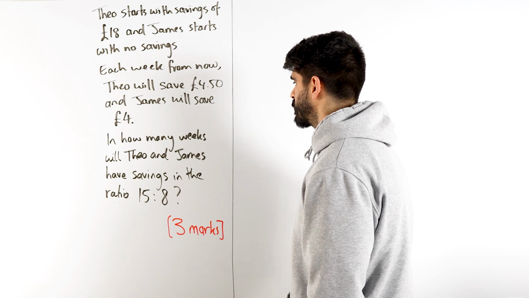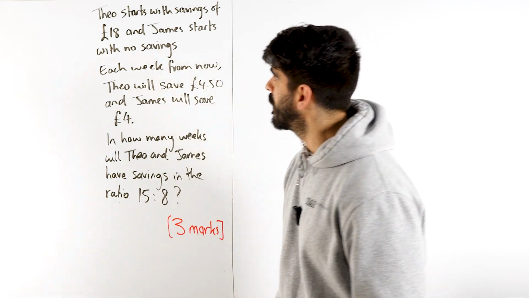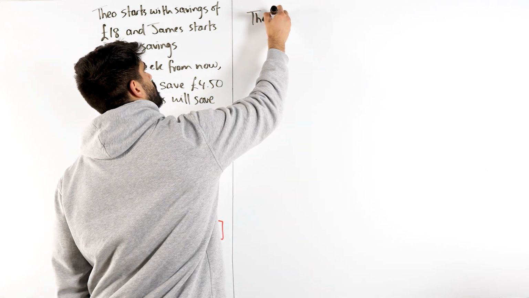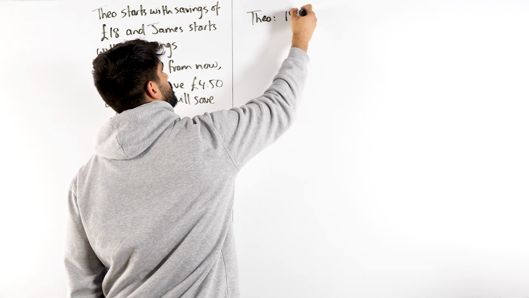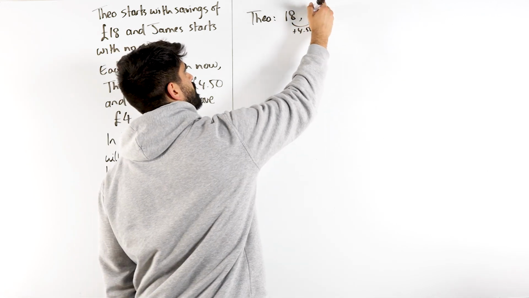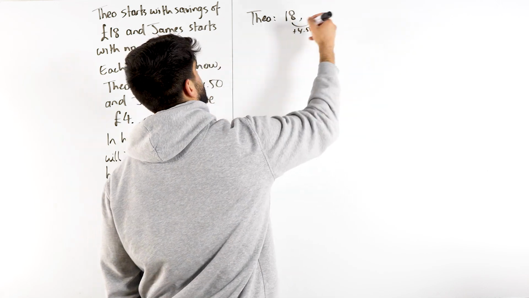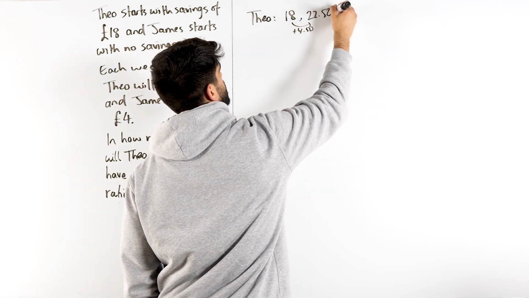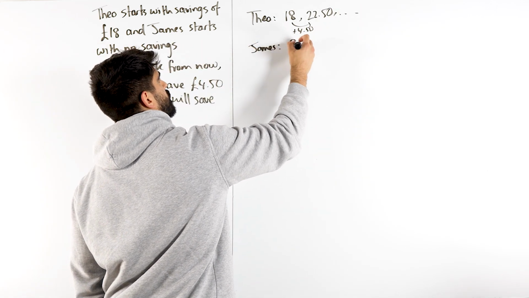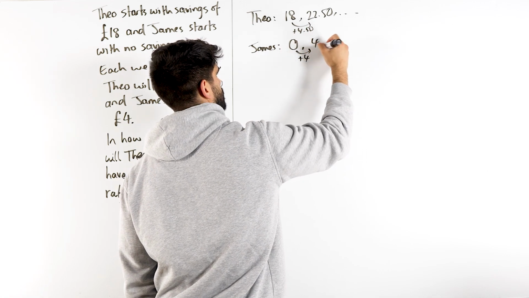In how many weeks will Theo and Jarmez have savings in the ratio 15:8? Theo starts off with £18, and he is saving £4.50 each week. So £22.50, etc. For Jarmez, starting off with 0, and then we are adding £4, etc.